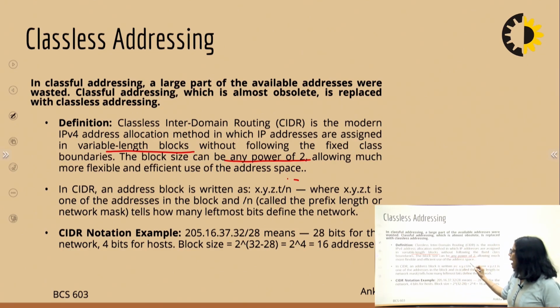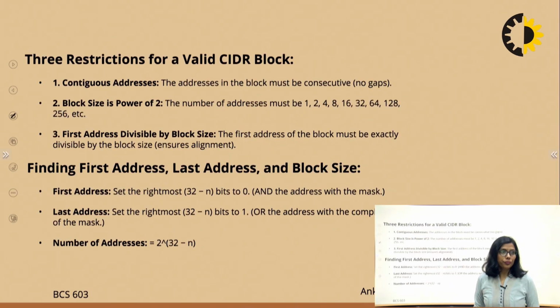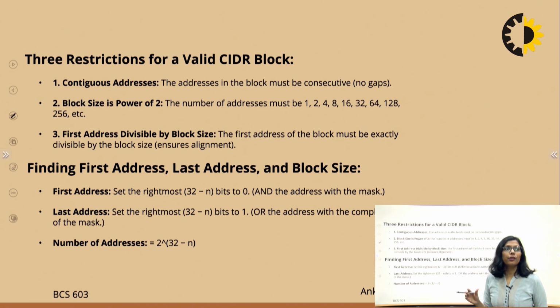We write it like this: x.y.z.w/n. N will depict the subnet mask, which will represent how many bits of this represent the block. The restrictions of a valid CIDR block are, first, contiguous addresses. The addresses in the block must be consecutive. There should not be differences. Block size should be a power of 2. The first address must be divisible by the block size.